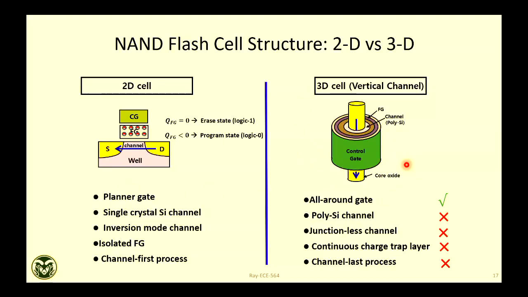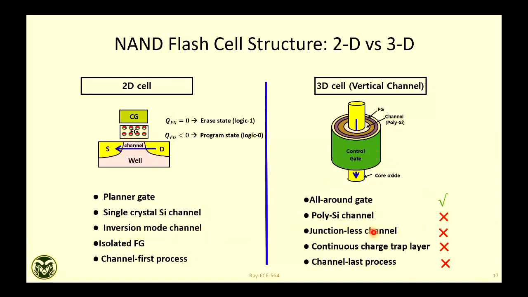Even in logic, all the logic MOSFETs like FinFET and all those things came to increase the gate control. Here, it automatically came about because of the process. Okay, so from planar gate to all around is a good thing, but every other thing is actually negative. Because single crystal will have higher mobility, here polysilicon will have less mobility.